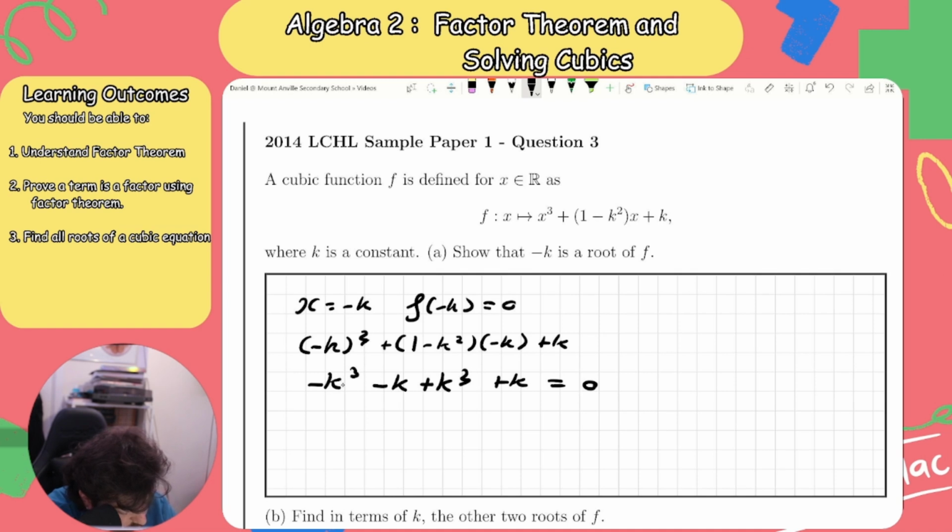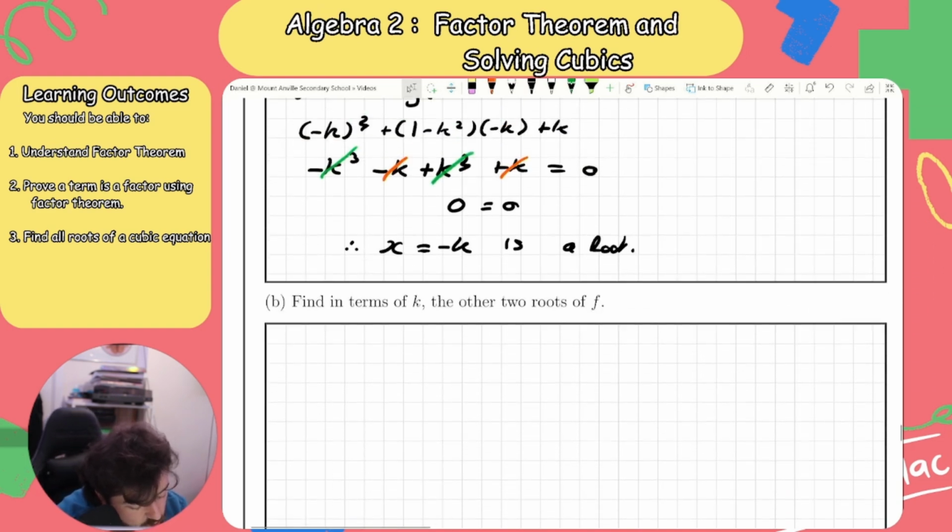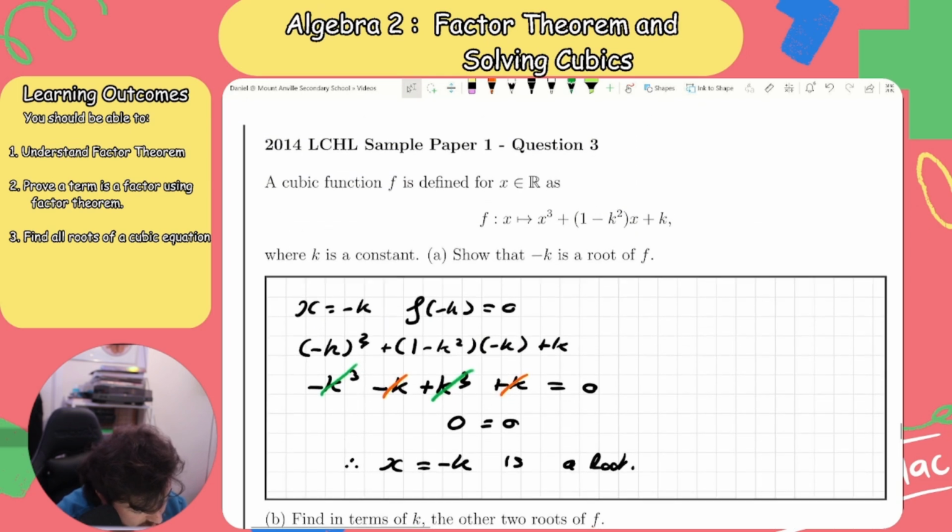Does this equal 0? Yes, it does, because minus k cubed plus k cubed cancel out, and minus k plus k also cancels out. So 0 equals 0. Therefore, x equals minus k is a root. Sorted. Find, in terms of k, the other two roots of f.